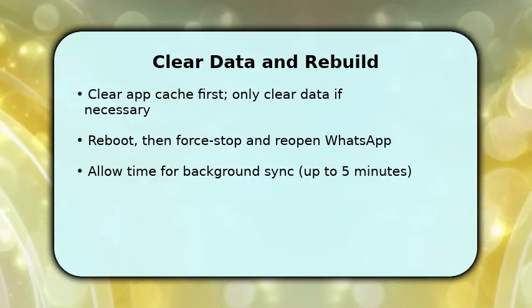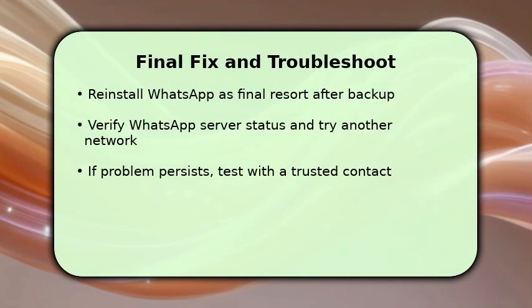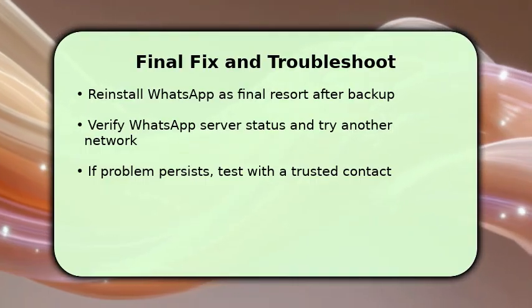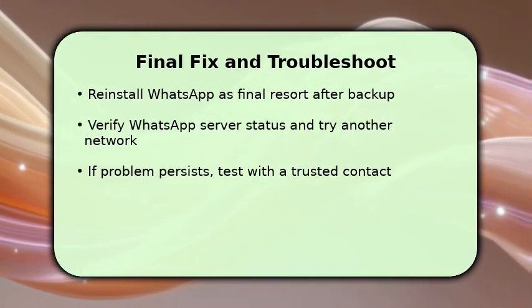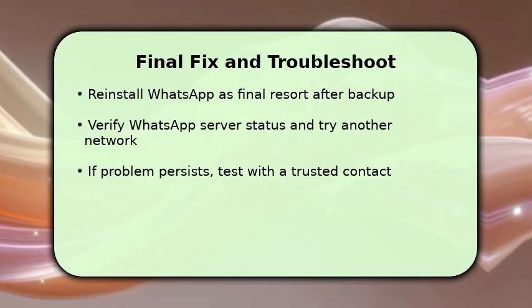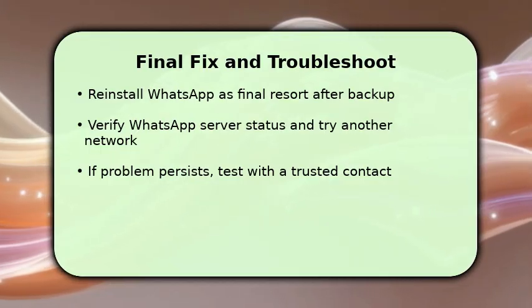Finish by reinstalling WhatsApp only if cache/data didn't help. Backup, uninstall, reinstall, restore backup, and recheck statuses. If views still show unavailable, switch networks or use mobile data to rule out firewall or carrier issues. Make sure the other person also hasn't blocked or adjusted privacy settings.